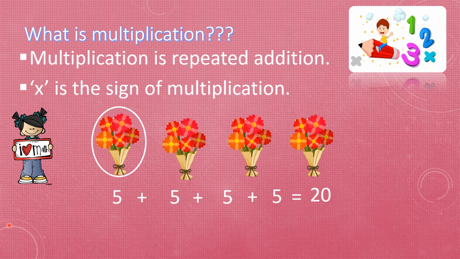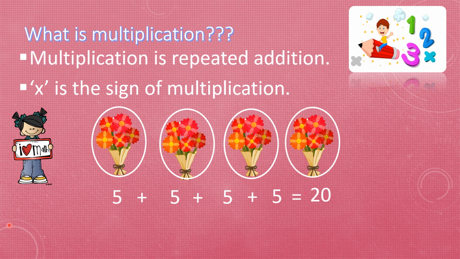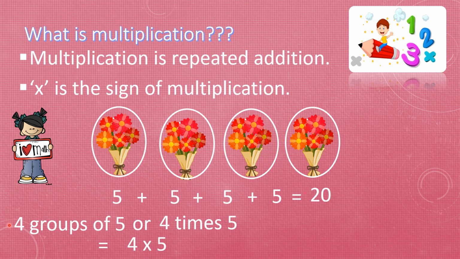Now we see the first bouquet, it's one group, second group, third group, and fourth group. So we have 4 groups of 5, or 4 times 5, which will be equal to 4 into 5. We replace times by the sign of multiplication. So we have 4 into 5, which will also be equal to 20. So either you repeatedly add, or we just multiply the number of groups by the number of objects in each group.